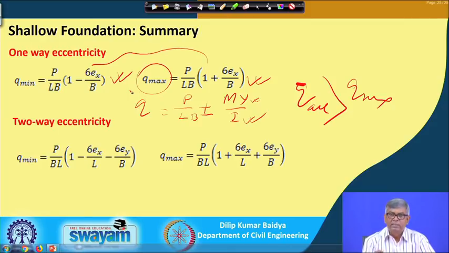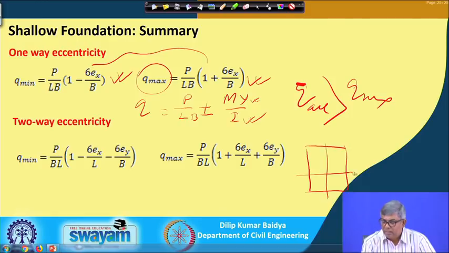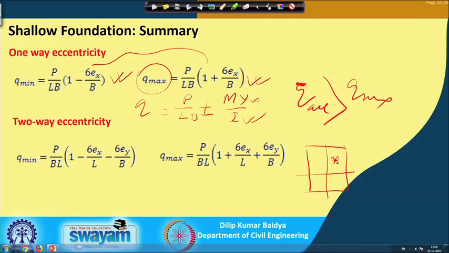Similarly, if there is a footing with two-way eccentricity, and this is x and this is y, and the load is acting here, then because of the P there will be compression. Because of the moment with respect to this side, here it will be compressive and here it will be negative.